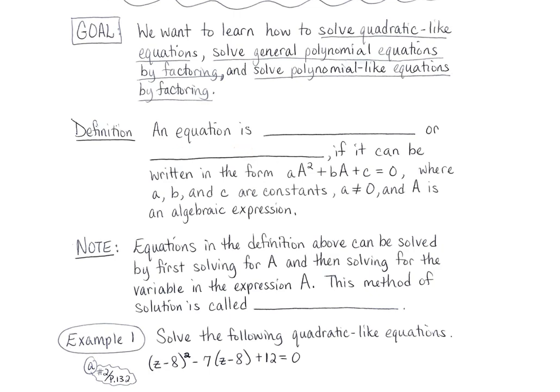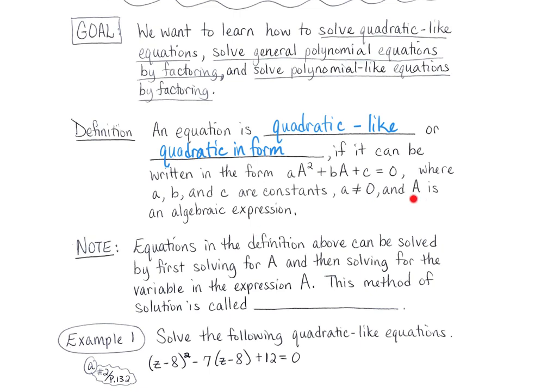An equation is quadratic-like, or quadratic in form, if it can be written in the form little a times capital A squared plus b times capital A plus c equals 0, where a, b, and c are constants. Little a is not equal to 0, and capital A is an algebraic expression.